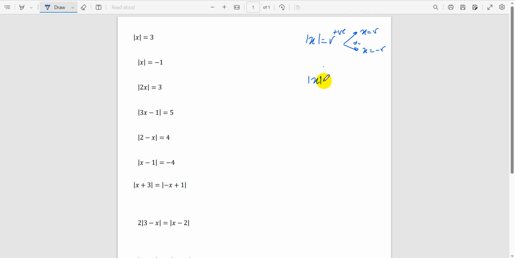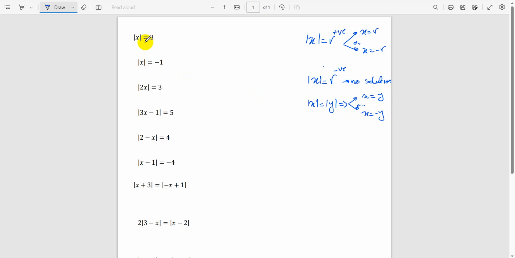And if I'm talking about absolute x equals r, where r is negative, in this case we get no solution. It's impossible to have equality between positive and negative. And if we have absolute x equals absolute y, it will also give us two solutions, x equals y or x equals negative y.